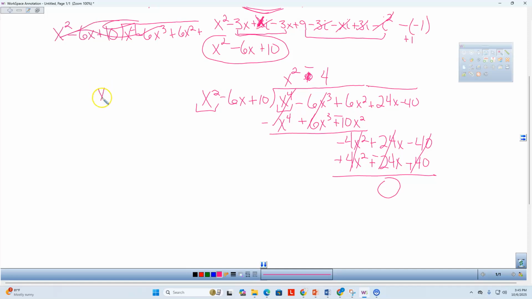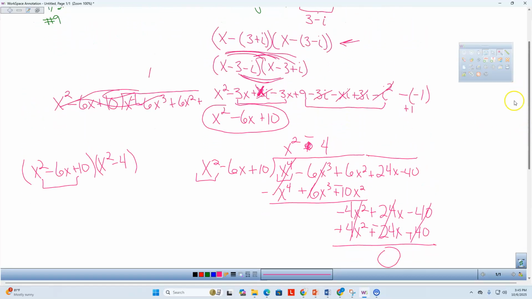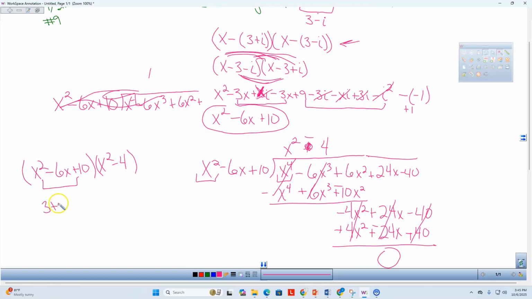So that means x squared minus 4 is what's left when I pull out the x squared minus 6x plus 10. We know what pieces make that 0. It's the two i's, the 3 plus i, 3 minus i. Now what pieces make this 0? Well, I get x squared equals 4. So x equals plus or minus 2, right? Whenever I square root, I get 2 answers. So these are my 4 solutions to that problem.